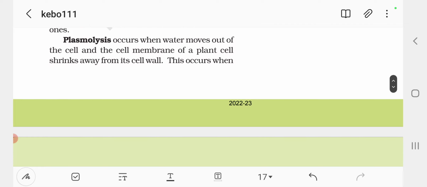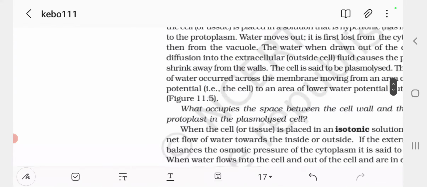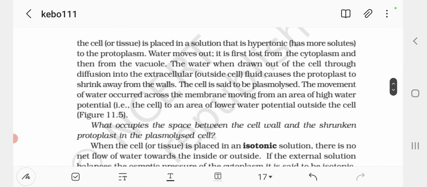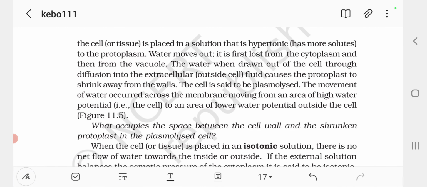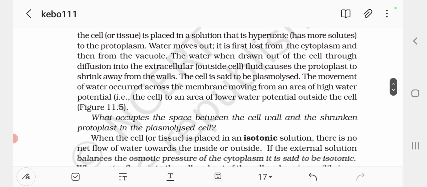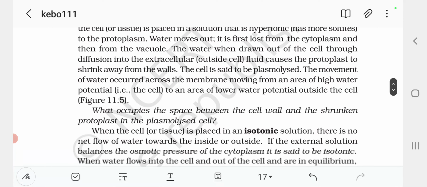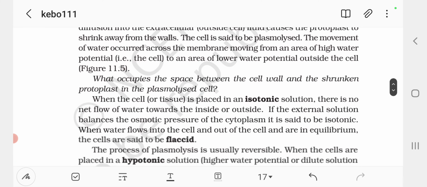Plasmolysis occurs when water moves out of the cell and the cell membrane of the plant cell shrinks away from its cell wall. This occurs when the cell or the tissue is placed in a solution that is hypertonic, has more solutes than the protoplasm. When water moves out, it is first lost from the cytoplasm and then from the vacuole. The water, when drawn out of the cell through diffusion into the extracellular fluid outside the cell, causes the protoplast to shrink away from the walls. The cell is said to be plasmolysed.